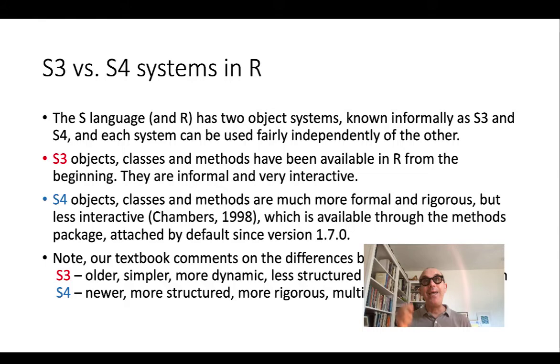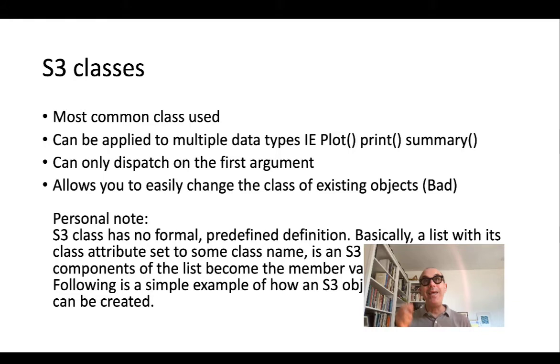S4, compared to S3, is an object, class, and method system that is much more formal and rigorous, but less interactive, which is available through the methods package attached by default since the early versions of R. Note in our textbook, they note the difference between S3 and S4 is that S3 is the older, simpler, less structured methodology with single dispatch, and S4 is considered the newer, more structured version that has a multiple dispatch feature that can be applied. So, what is S3?